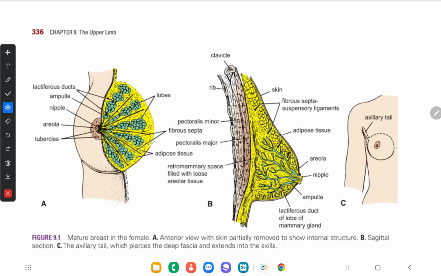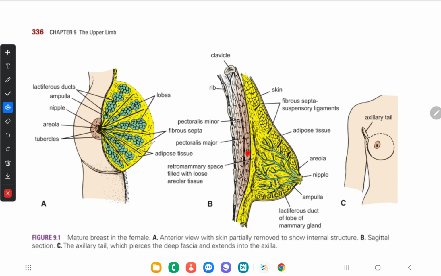Here in this picture you can see very clearly the fibrous septae which separate the lobules, and this is the nipple, and it is surrounded by the areola. This is the axillary tail which is in the deep fascia. This is the major part of the breast, which is in the superficial fascia. Here again the ribs and the intercostal muscles. Here the pectoralis minor muscle. Here the pectoralis major muscle.